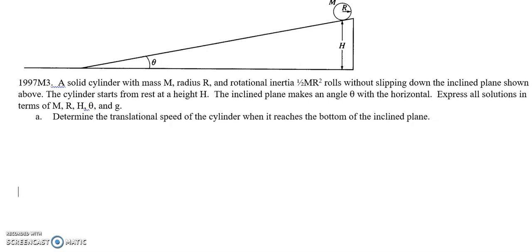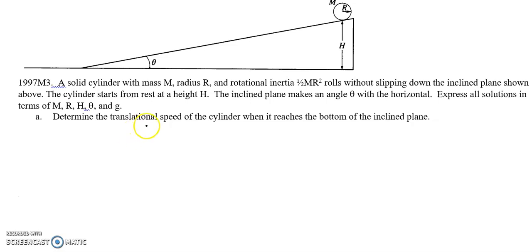Welcome. We're going to go ahead and solve an AP Physics C free response problem from 1997 that involves rolling without slipping. So we have a solid cylinder with mass m and radius r and rotational inertia 1/2 mr squared. It rolls without slipping down the inclined plane shown above. The cylinder starts from rest at a height h. The inclined plane makes an angle theta with the horizontal. Express all solutions in terms of m, r, h, theta, and g.